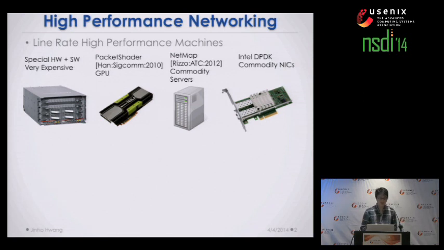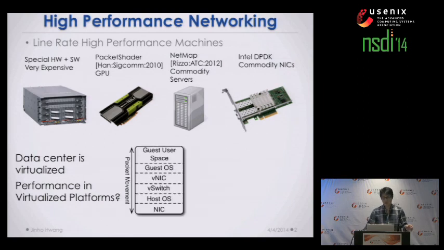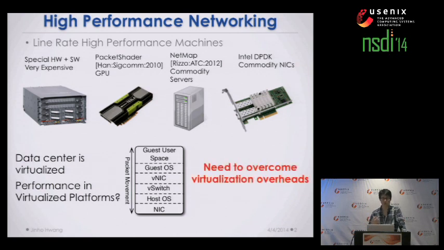So we have a question about all these systems. Data centers are deployed on virtualized platforms, so we can ask about the performance in the virtualized platform. What about it? We can think about this overlay model: the packet comes into the system from the NIC card, goes to the host operating system, virtual switch, virtual NIC, the guest operating system, and the guest user space. And the application processes it, and it has to go all the way down to the NIC card again through the same path, right? So we have a lot of overhead that we have to overcome to deploy these systems in the virtualized platform.